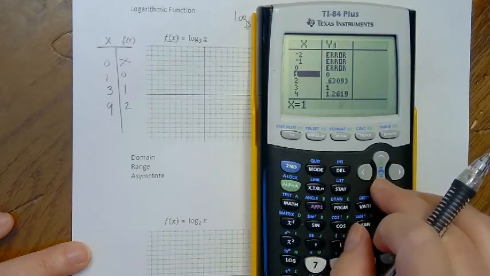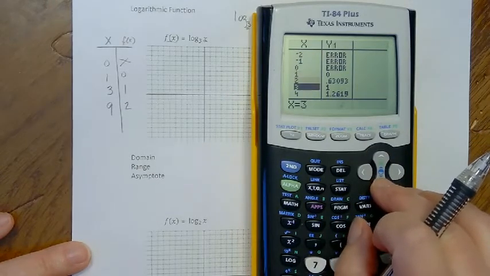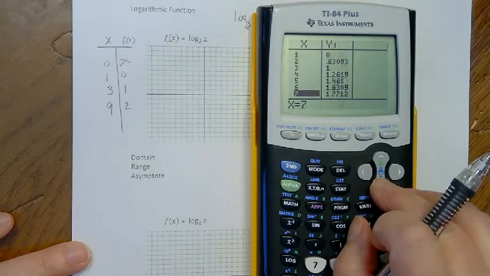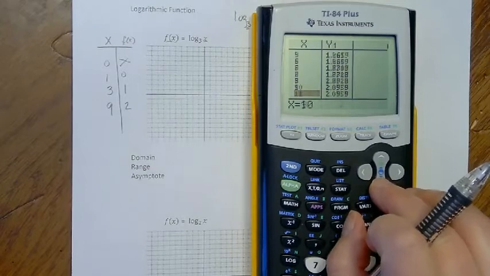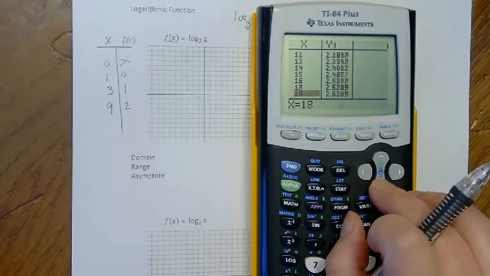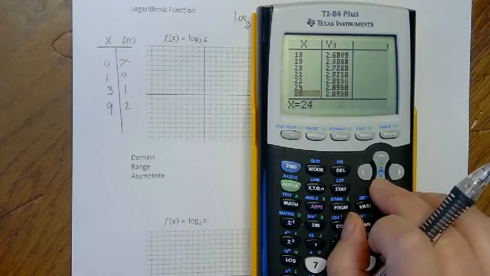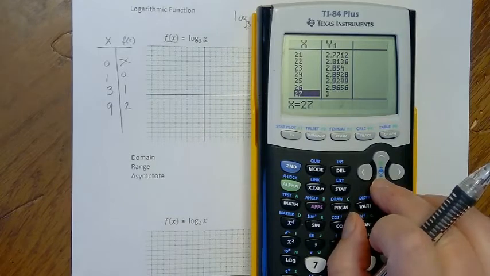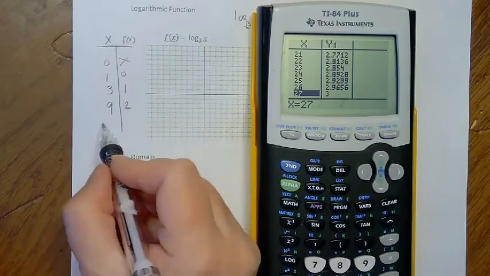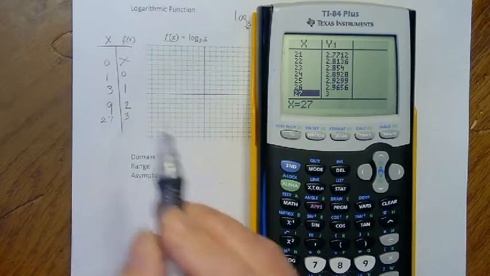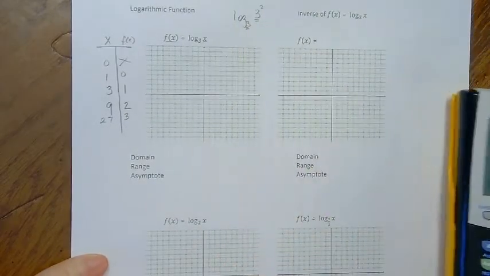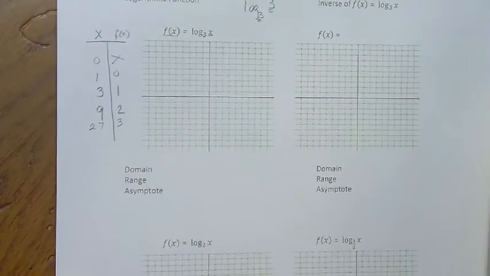Notice that at 1 I get 0, at 3 I get 1. Let's go down to the next multiple of 3, 9, you get 2. Let's go down to the next multiple of 3, which is 27. We get 3. So the best numbers to put in are the ones that are multiples of 3. So let's go ahead and graph this. Zoom back in.